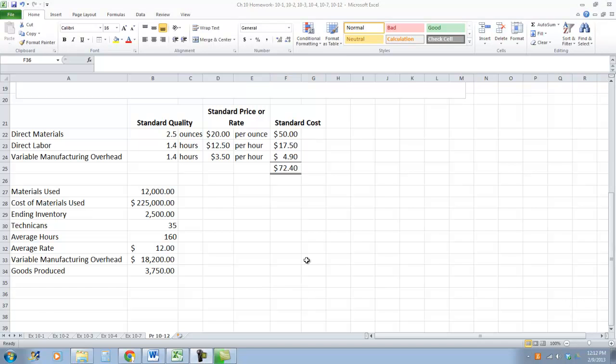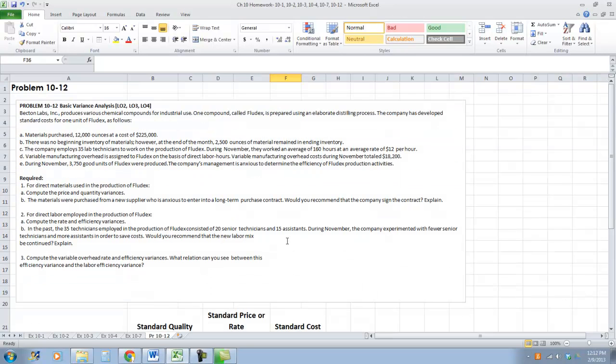This is the comprehensive problem of basic variance analysis, problem 1012 from chapter 10. Becton Labs produces various chemical compounds for industrial use. One compound called Fluidex is produced using an elaborate distilling process. The company has developed standard cost for 1 unit of Fluidex as follows.